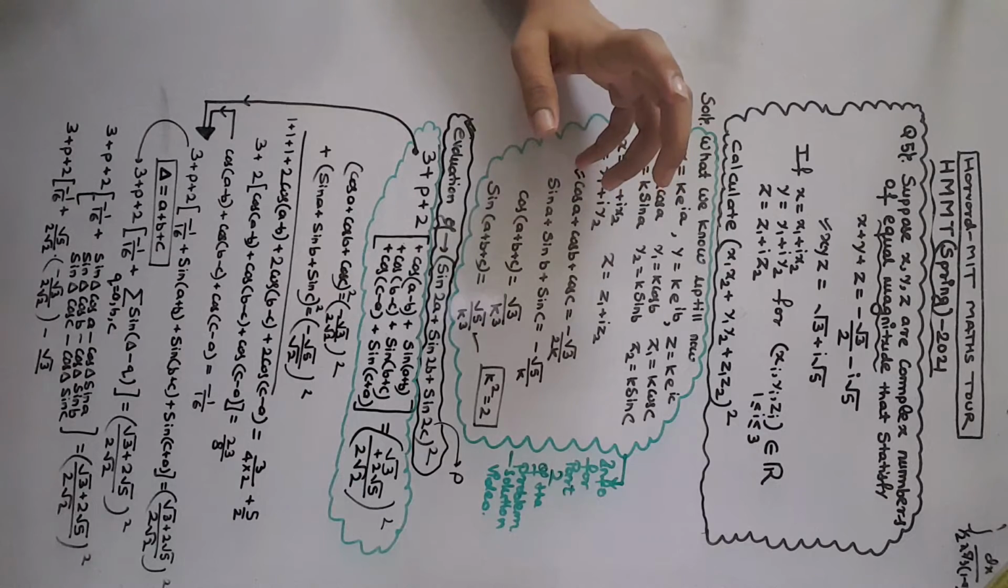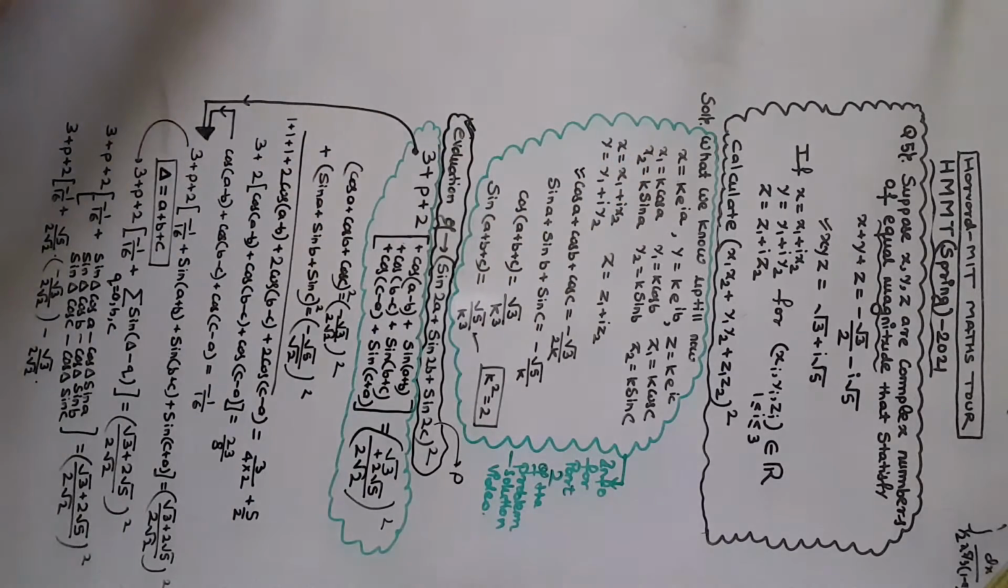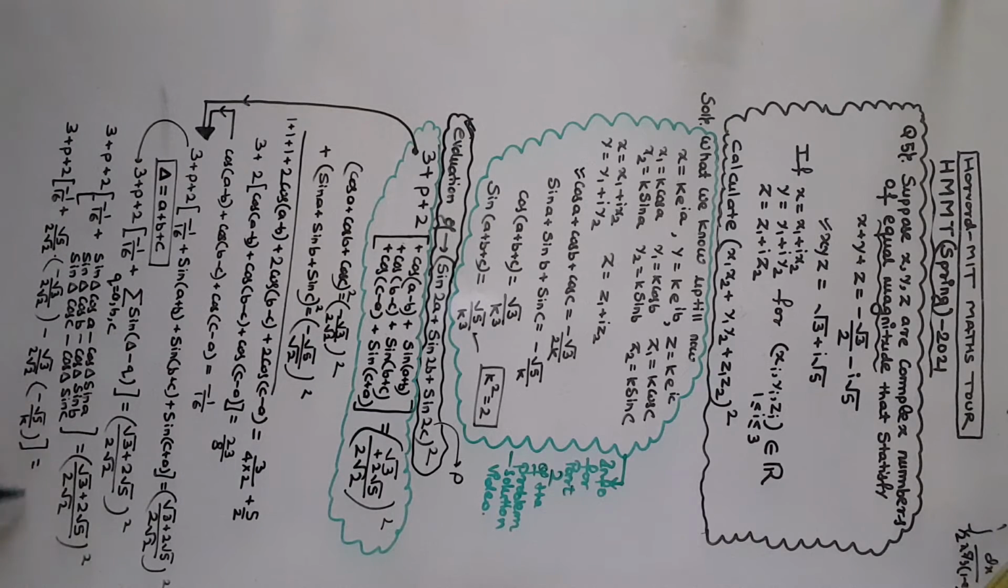Here k is representing root 2, so root 2 to the power of 3 is 2 root 2, multiplied with sine a plus sine b plus sine c. It is equal to negative of root 5 by k. So negative of root 5 by k. This thing is equal to root 3 plus 2 root 5 divided by 2 root 2, whole square.